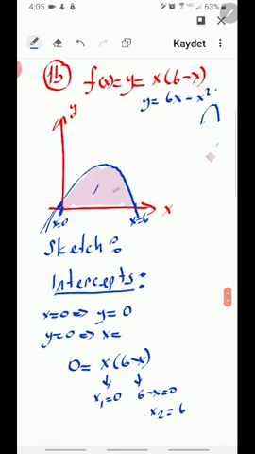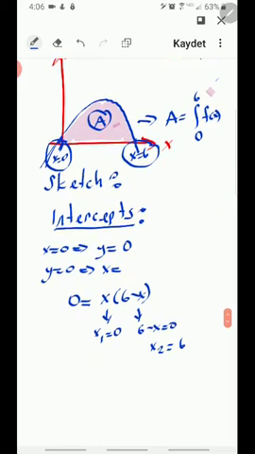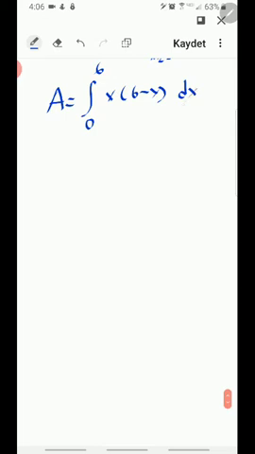Let's write this area in terms of an integral. You just need to remember the starting point and the finish point. Area means the integral of the function from 0 to 6. Let's go. Area equals the integral from 0 to 6, and the function is x times (6 minus x).